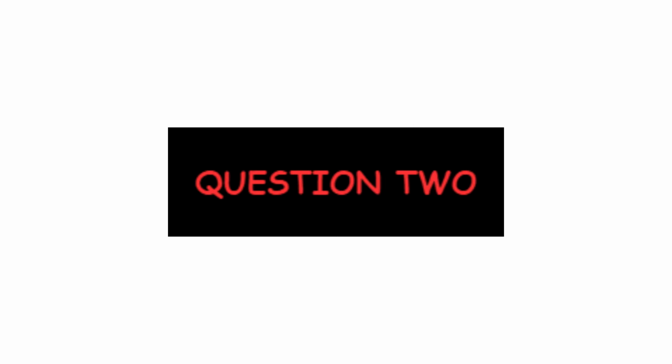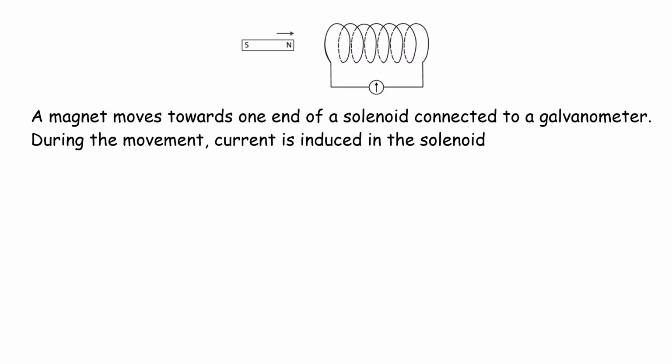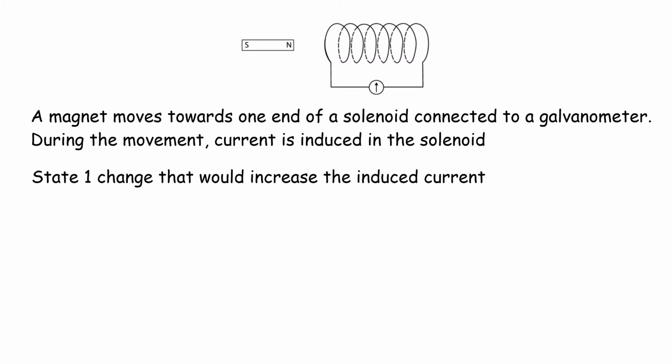Question 2. A magnet is moved towards the end of a solenoid connected to a galvanometer. During the movement, current is induced in the solenoid. The first question is, state one change that would increase the induced current.